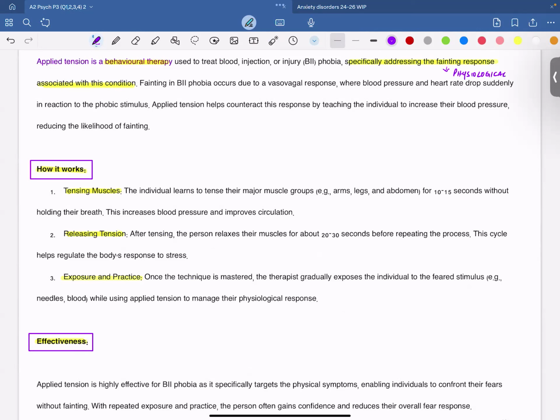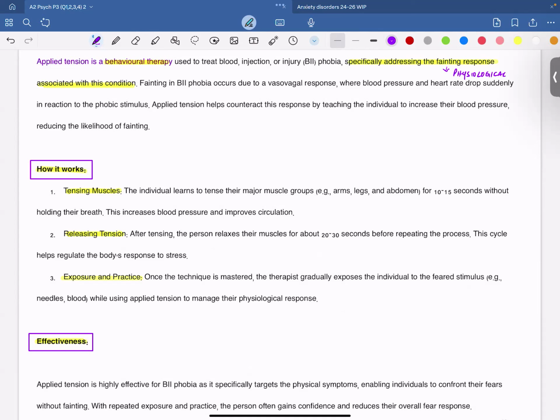Now, everyone should keep this in mind that when we talk about blood injection injury phobia, this particular type of phobia requires double attention. One, you need to address the fear related aspect, and on the other end, the physiological aspect of fainting also has to be taken into account. The physiological aspect of fainting also needs to be looked after.